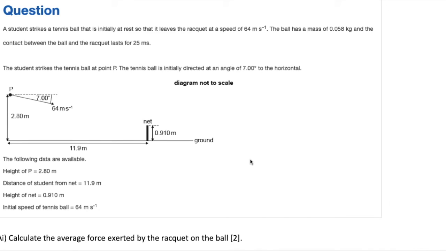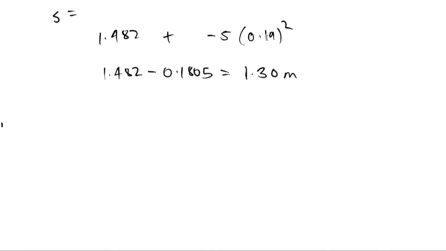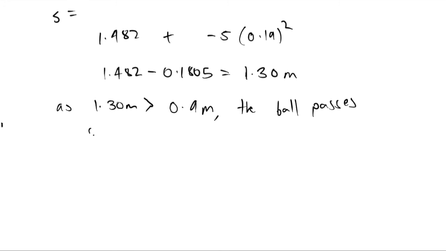Now let's take a look at the height of the net. The height of the net is 0.910 meters. What is the height that we found the ball is at this exact instant? It is 1.30 meters. So as 1.30 meters is greater than 0.9 meters, the ball passes over the net. So that's the solution to this problem.